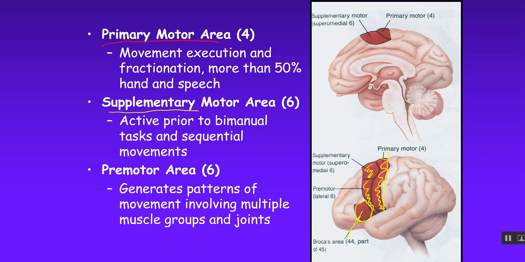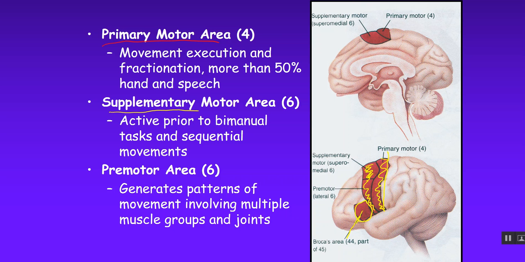The supplementary motor area, this area right up here, is primarily active especially prior to bimanual tasks like buttoning your shirt or opening a jar, things that require use of limbs together, okay? And it stores some of those patterns and sequences together. It's also associated with sequential movements where you have to do one sequence before the next, and it stores those basic programs.